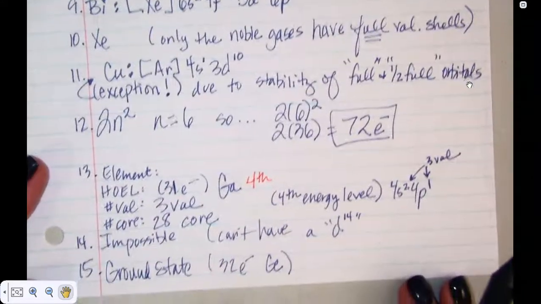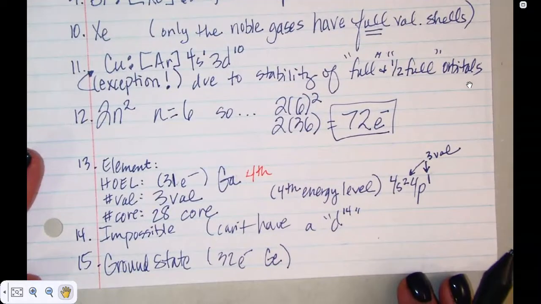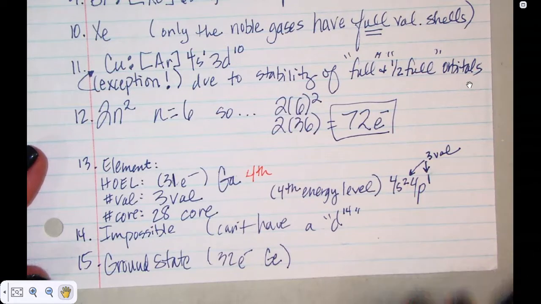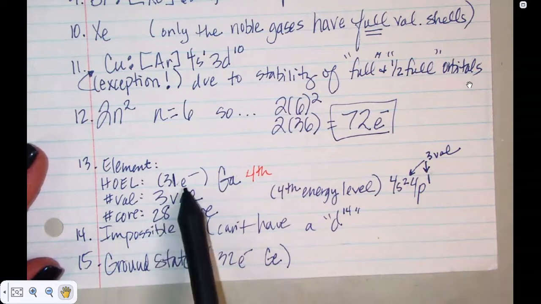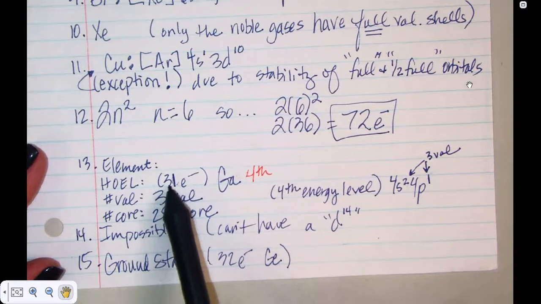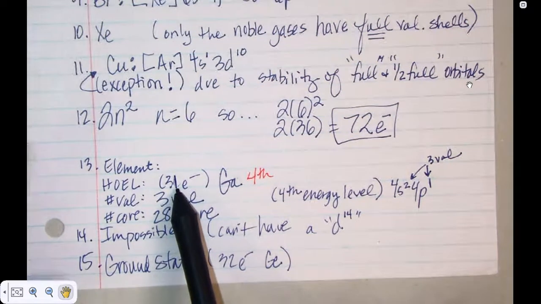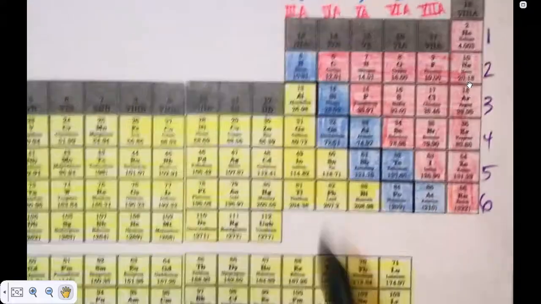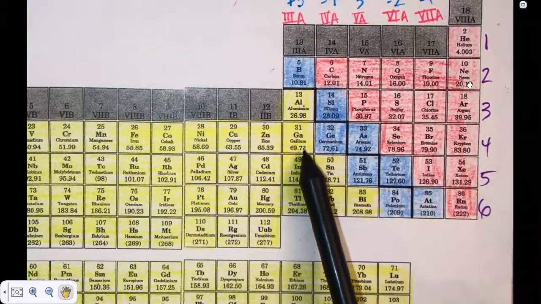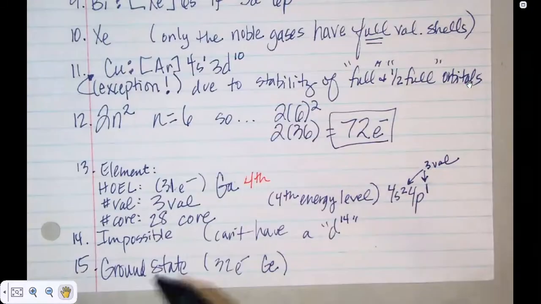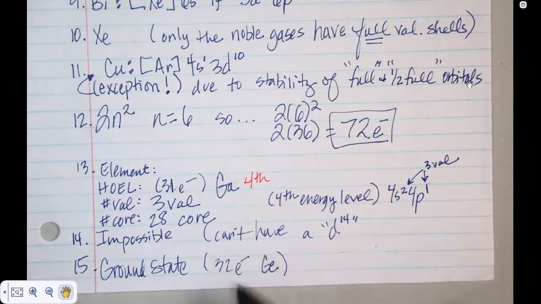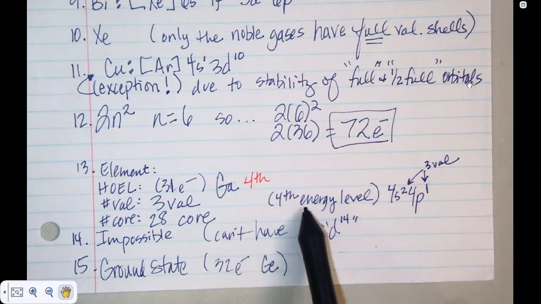For 13, I wanted you to identify the element based on the electron configuration I gave you. Then I wanted you to determine the highest occupied energy level, tell me the valence electrons, and the number of core electrons. So if you add up all of your superscripts, they added up to 31 electrons. So element number 31, of course, is gallium, Ga. The next thing was to determine the highest occupied energy level. It's the fourth energy level.